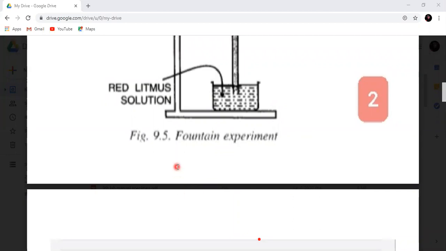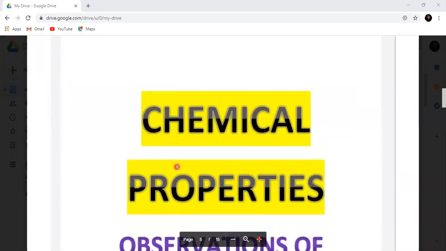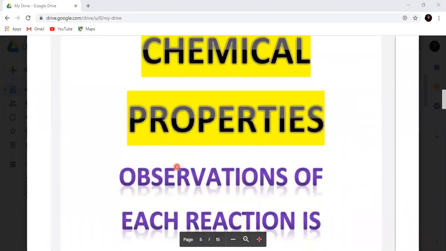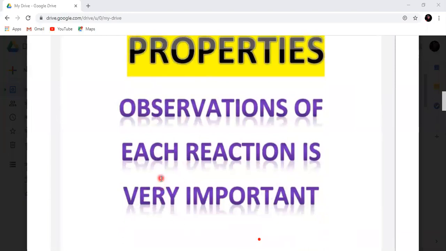Students, with this, the physical properties are over. We are proceeding to the chemical properties. One thing always keep in your mind: the observations of chemical properties are very, very important. The observation of each reaction is very important, and you have to learn it properly, because in the exams mostly the observations are coming.